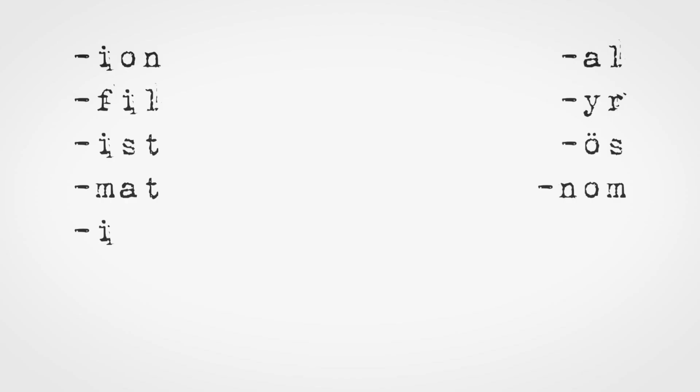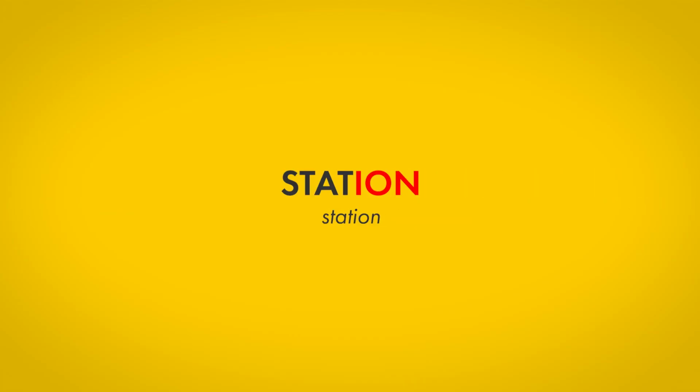The following suffixes, they get the main stress, so everything before it is unstressed, and only these are stressed. We have ion, fil, ist, mat, i, al, yr, ös, and nom, with the following examples: station, profil, profile, pianist, automat, vending machine, bageri, bakery, banal, ordinary, frisyr, haircut, dansös, female dancer, ekonom, economist.